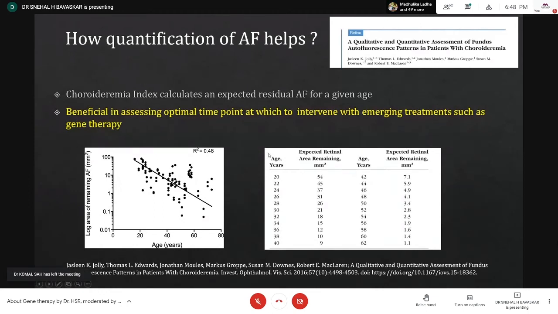So if we see in this table here, when the patient is young, the rate of area of retinal loss is far higher than when the patient is older, where the residual function still decreases, but to a lesser extent. So there is use in assessing the optimal time point at which we can intervene with emerging treatments such as gene therapy. The choroideremia index is basically the area of residual autofluorescence plotted against age in years. The gradient of this line is known as the choroideremia index.